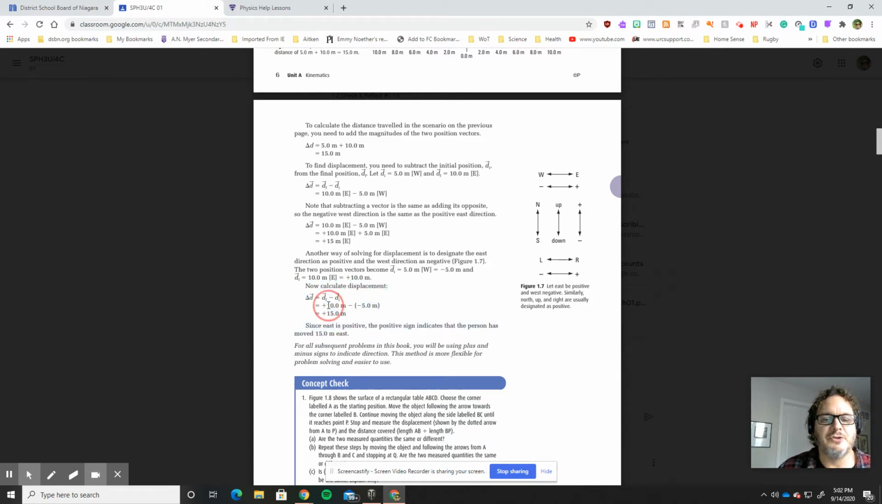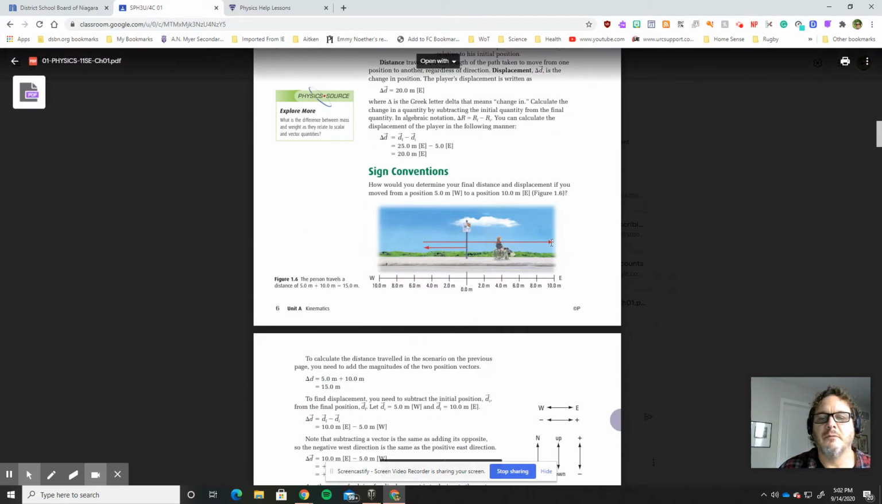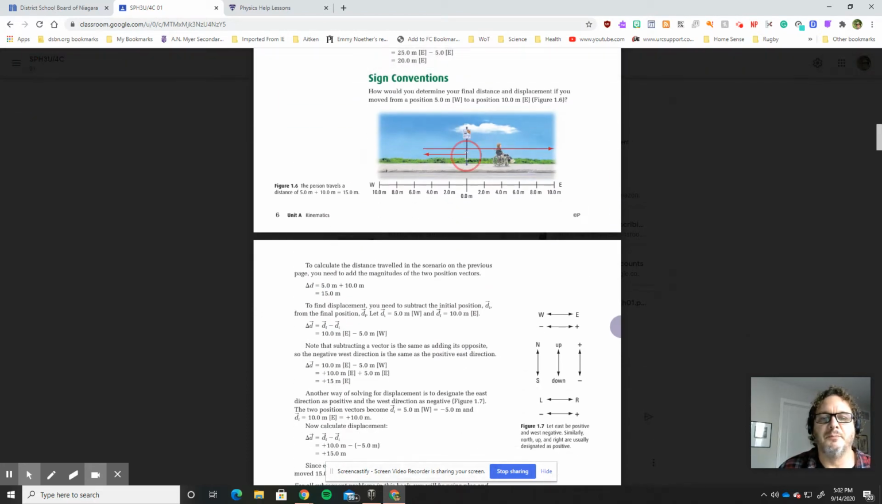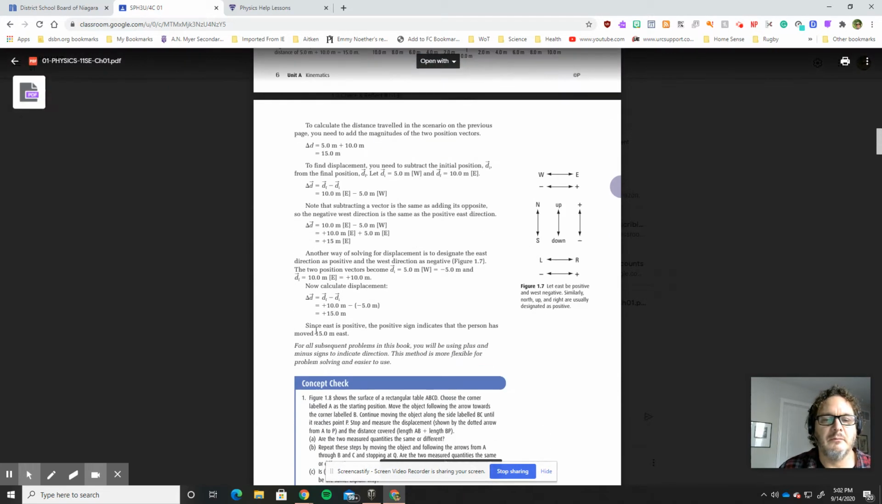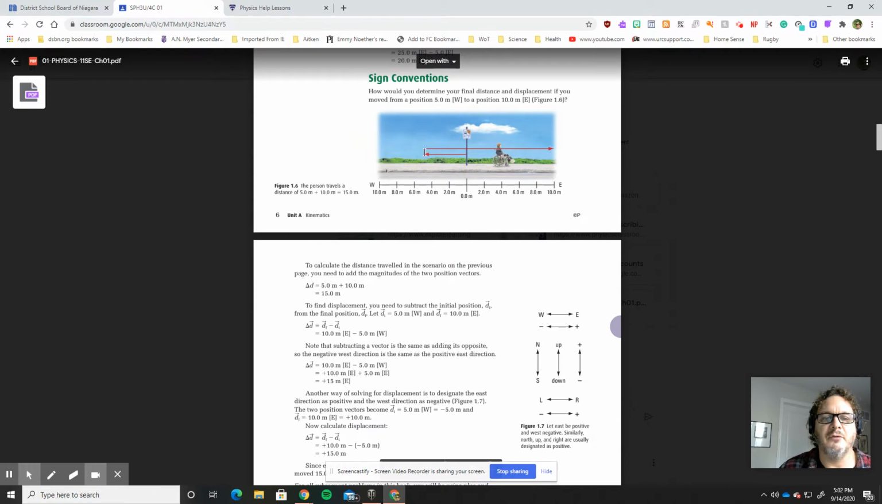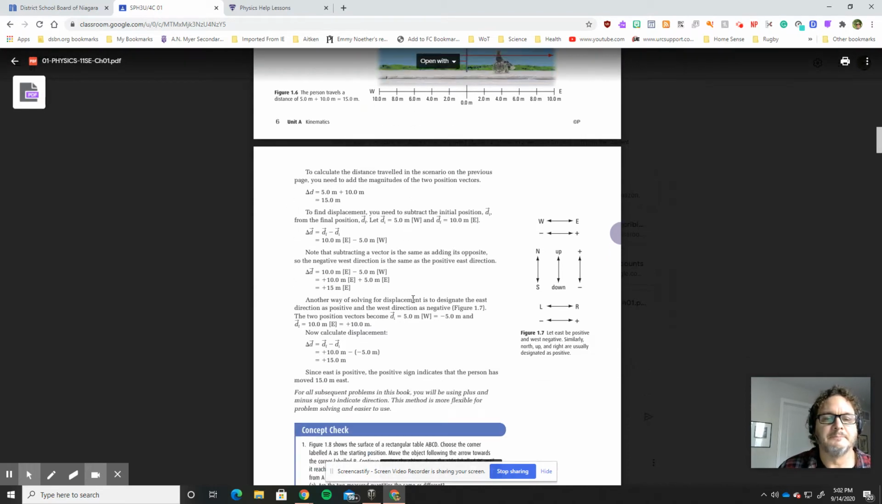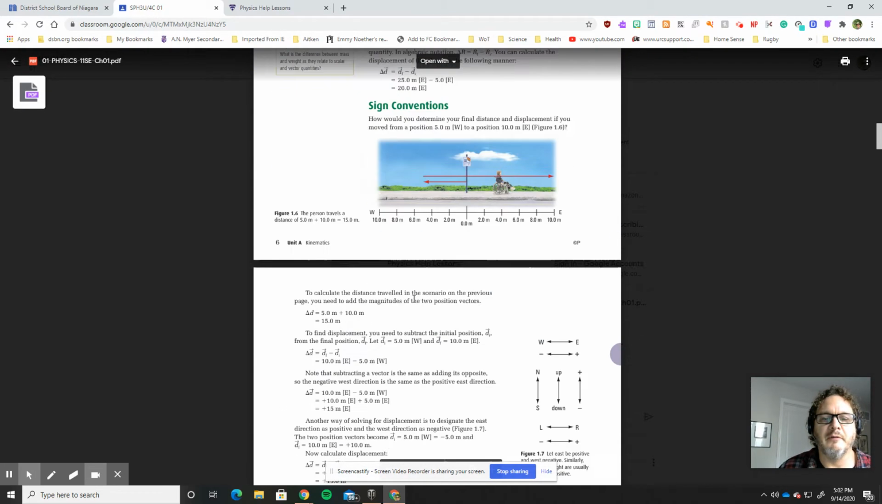The final position is in fact 10 meters, right? But in my mind, the way they've drawn this, the initial position was here. So it should be 10 minus 0, not 10 minus 5. It doesn't look like we started here, depending on the wording of the question.